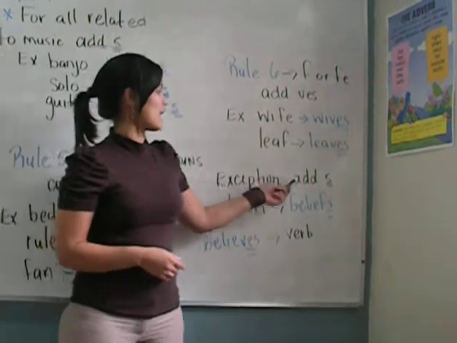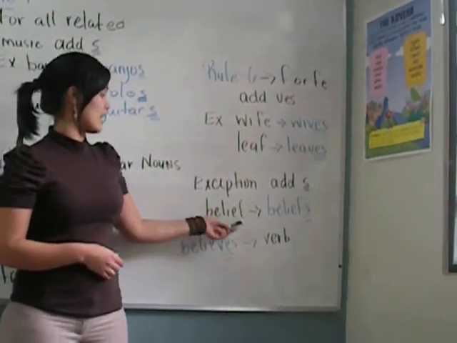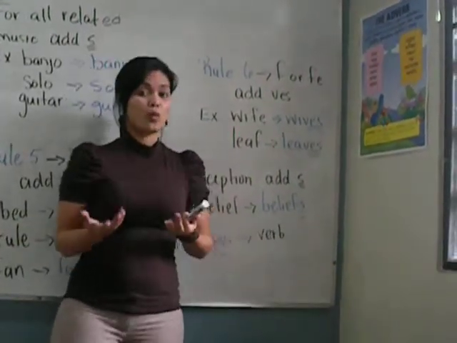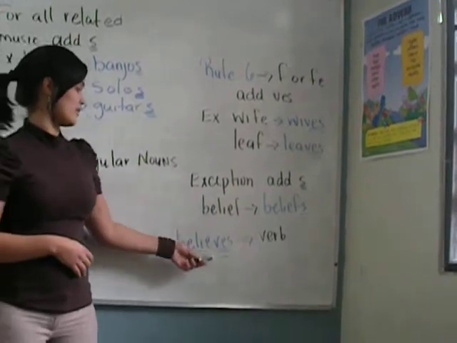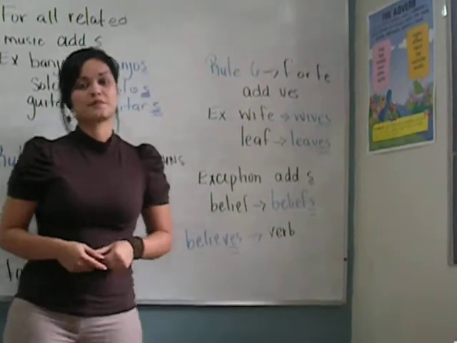The exceptions, we're going to be adding S to it. For example, belief. Belief ends in an F, but we cannot switch for VES. We're just going to add an S. Why? Because if we do switch it for a VES, then the word is going to change into a verb, and it stops being a noun.